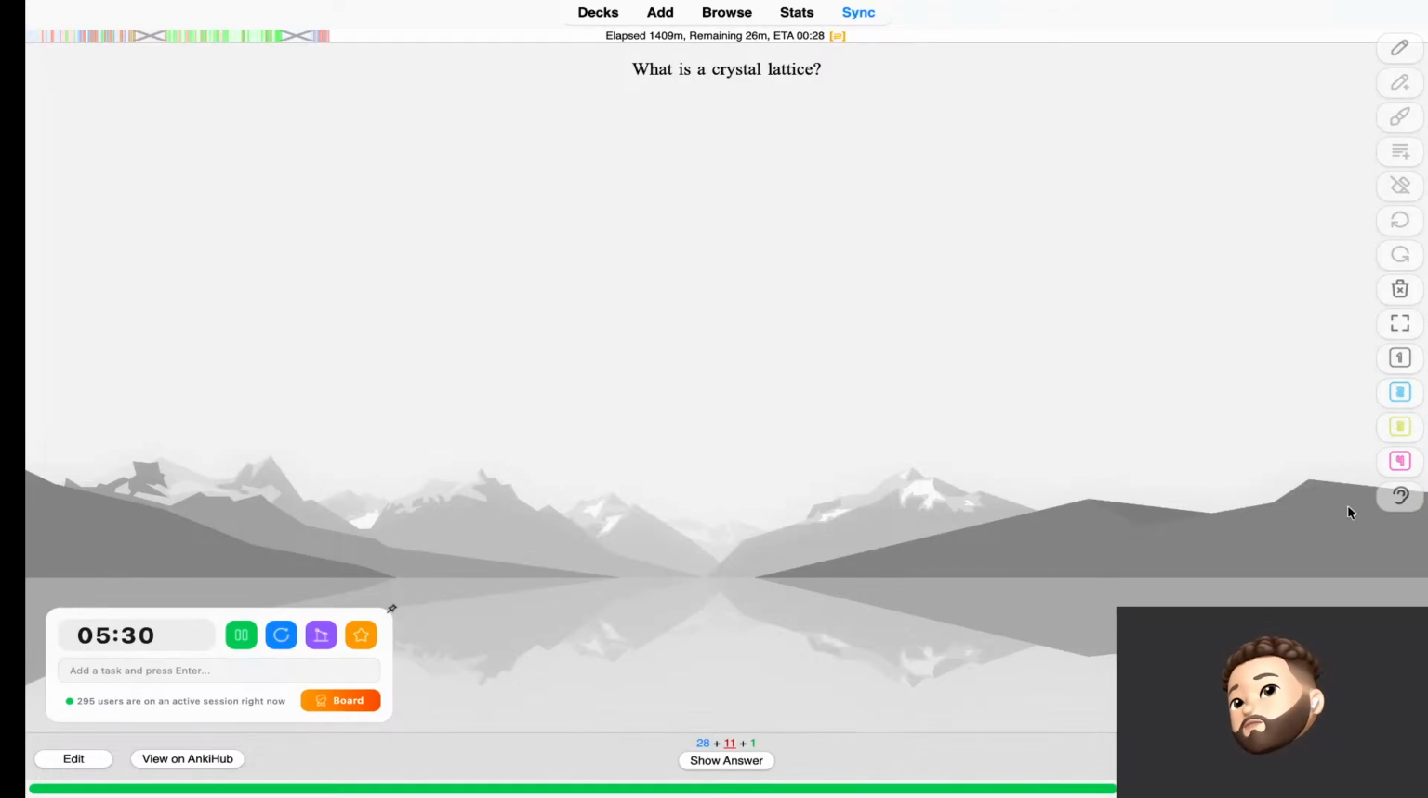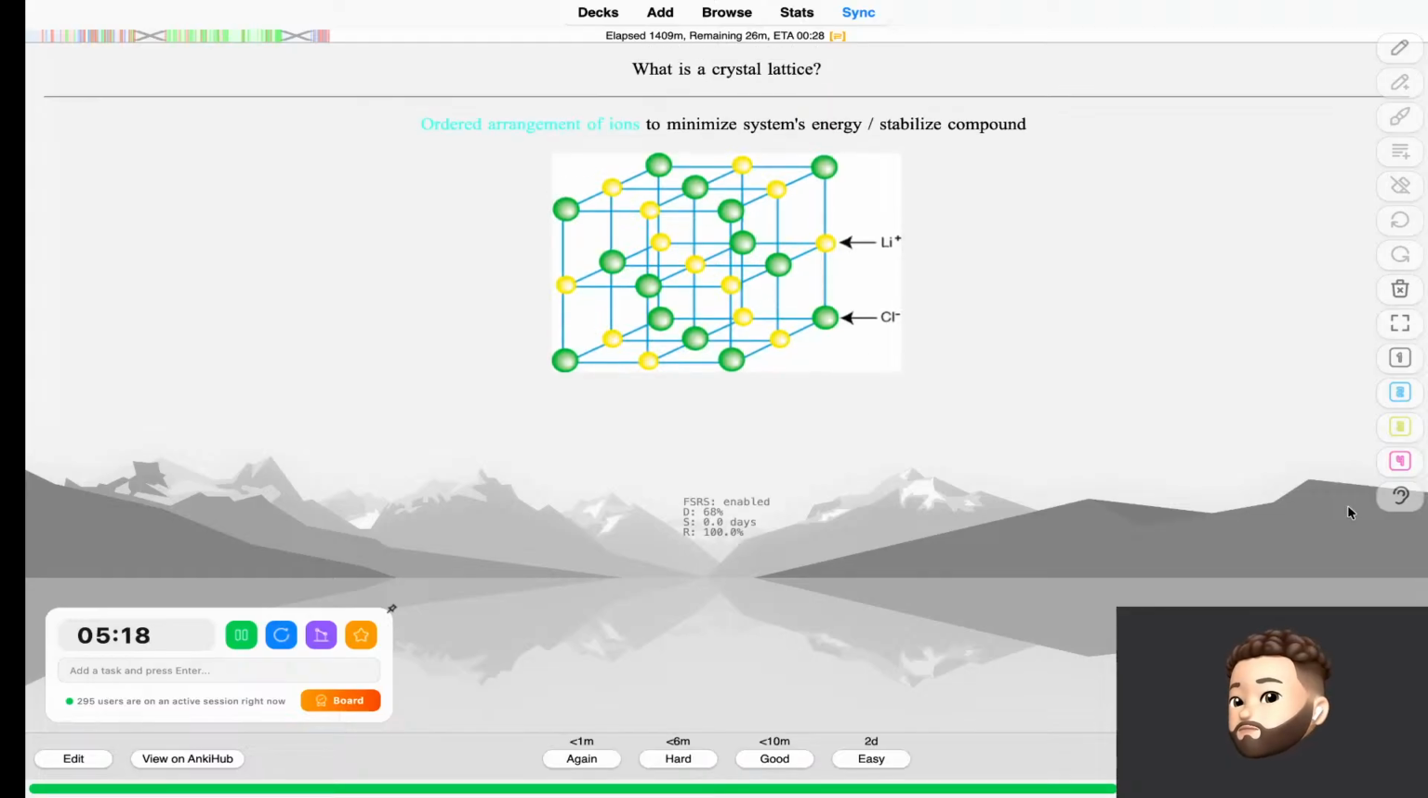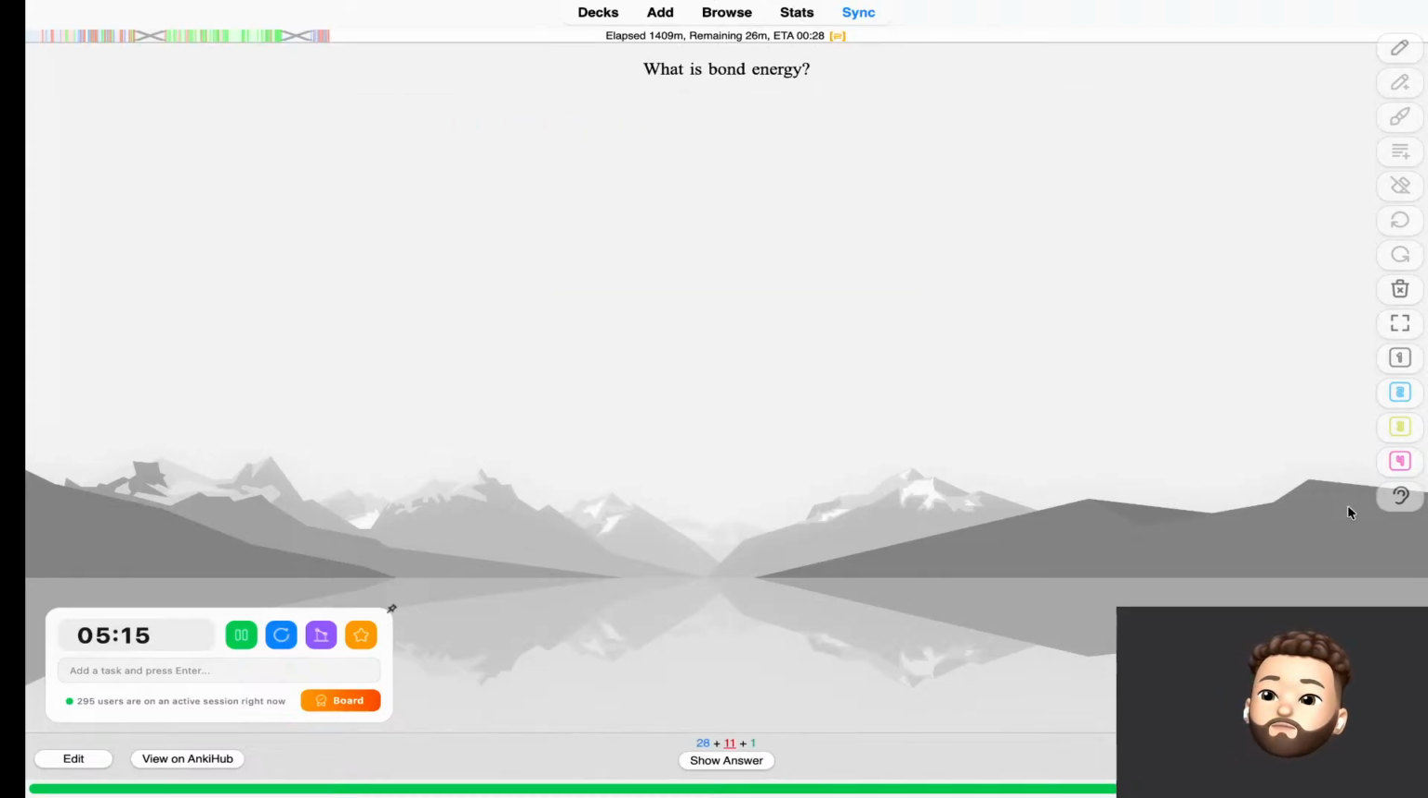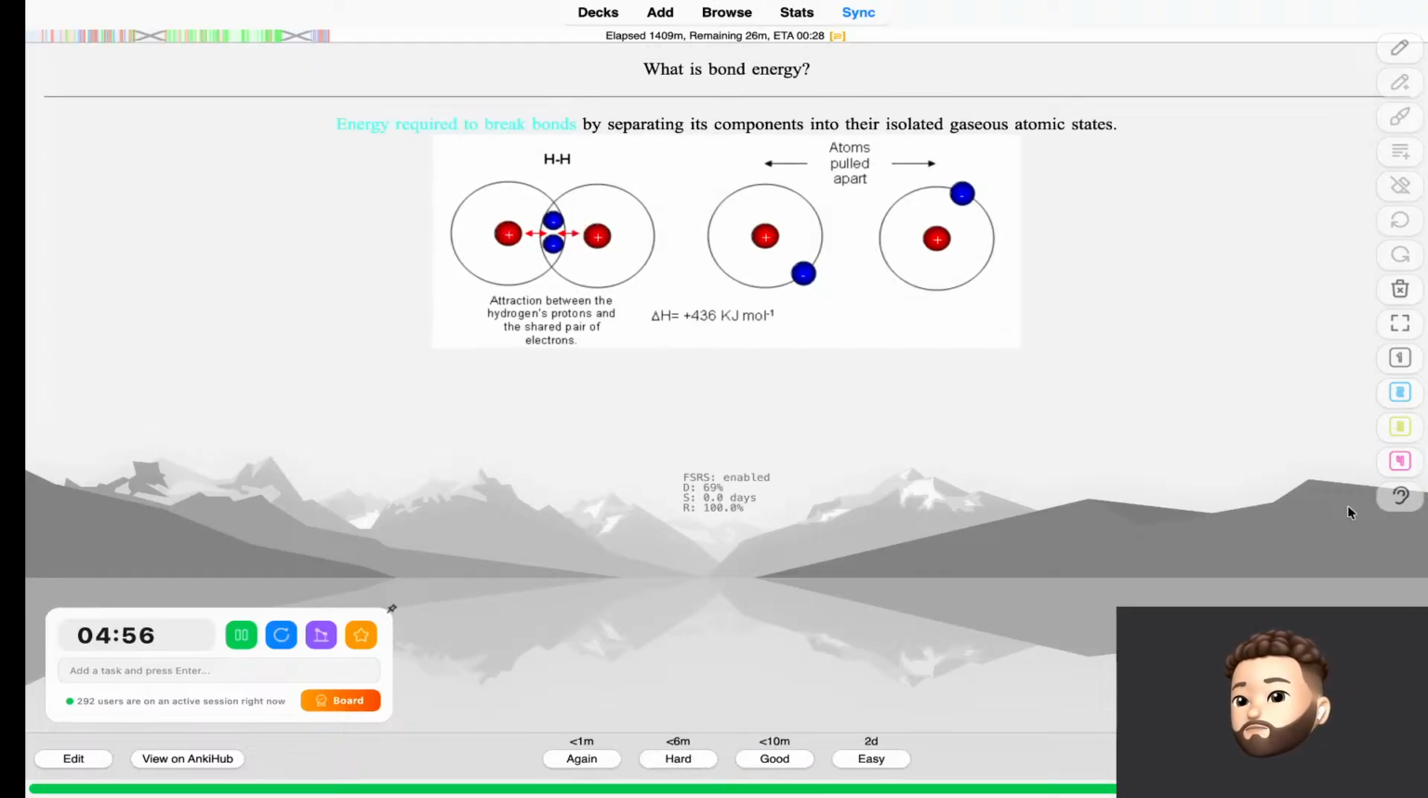What is a crystal lattice? An ordered arrangement of ions to stabilize a compound or minimize the system's energy. What is bond energy? The energy required to remove a bond in a compound, to separate the components into isolated gaseous states.